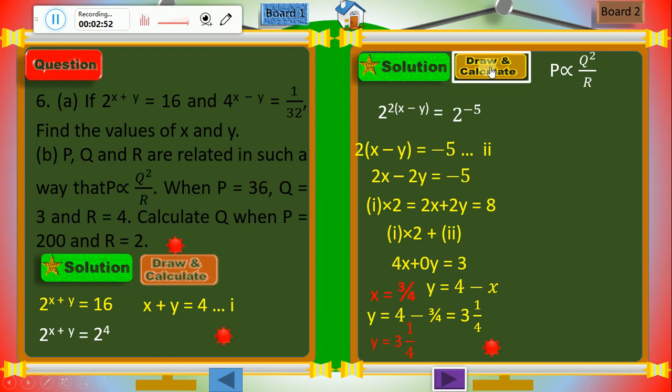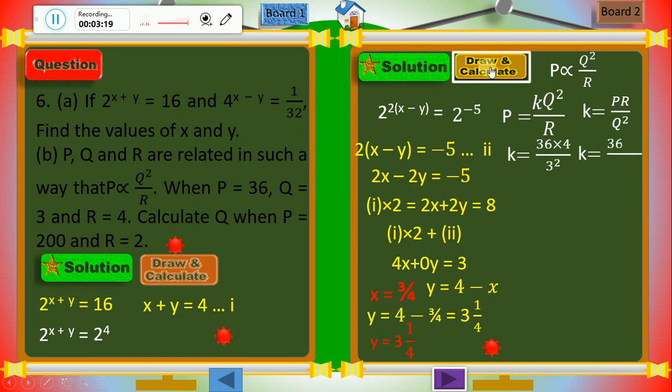The second equation: p is directly proportional to q squared and inversely proportional to r. We need to remove the sign of proportionality. Removing the sign of proportionality, we replace it with a constant on the right hand side. Then make k the subject of the formula.